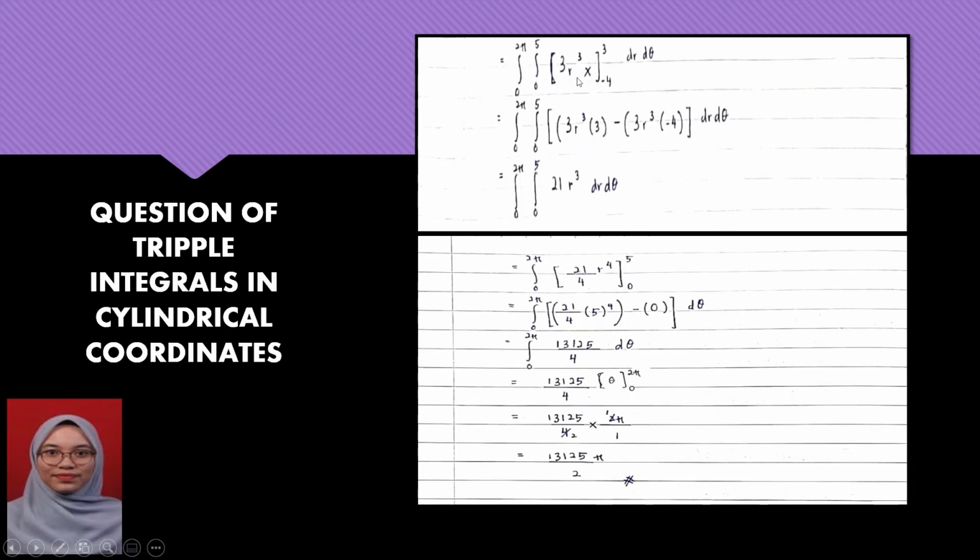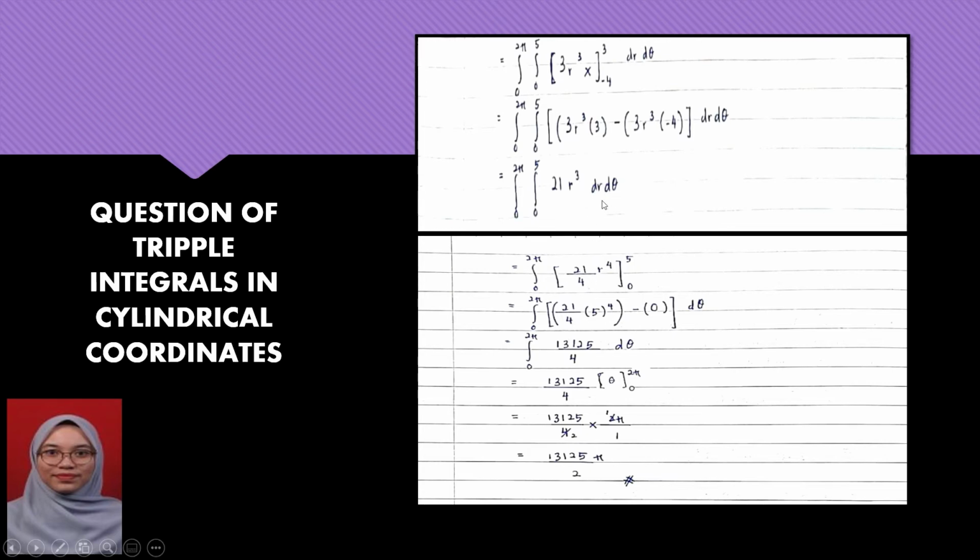Then we substitute the limits into the equation. We get the limits 0 to 5, 0 to 2 pi, 3r to the power of 3 multiplied by 3 minus 3r to the power of 3 multiplied by -4, dr d theta. Then we get the value 21r to the power of 3 dr d theta.